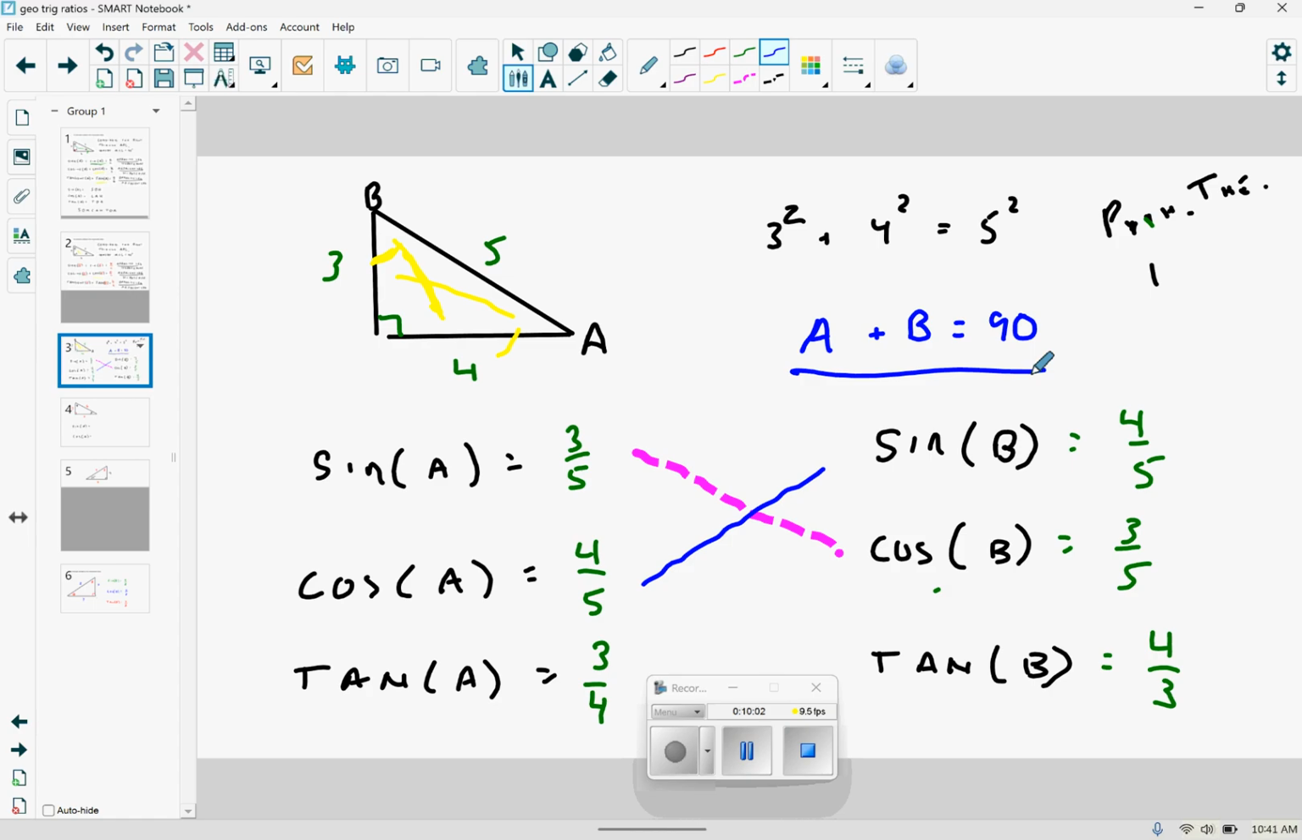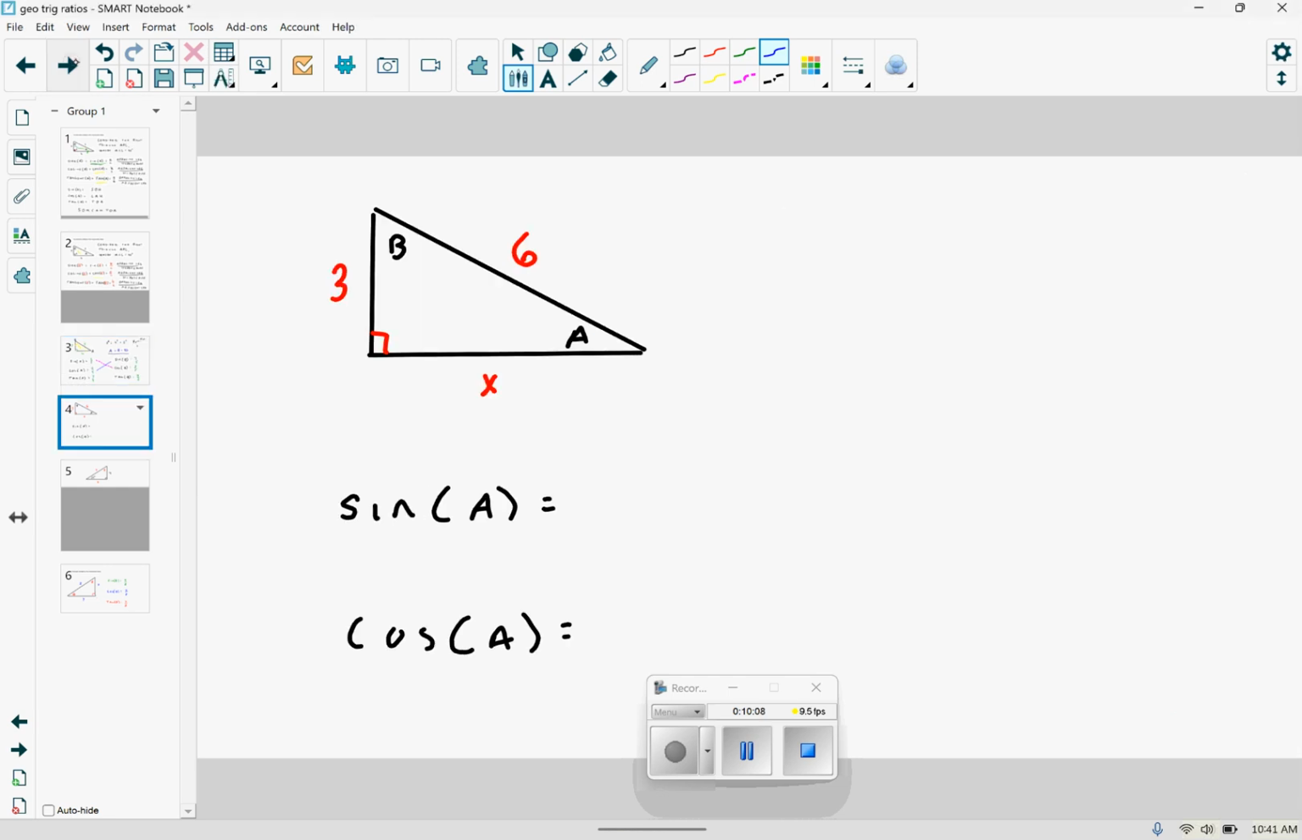Okay, so let's do another example. Let's go to the next slide. So here I have a right triangle, because this is a right angle, but I have a missing leg. How would you propose to find the missing leg? We're simply going to use the Pythagorean theorem.